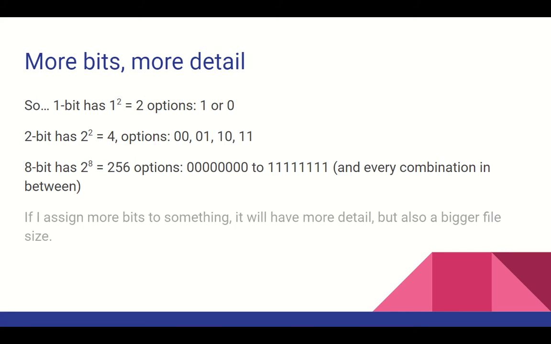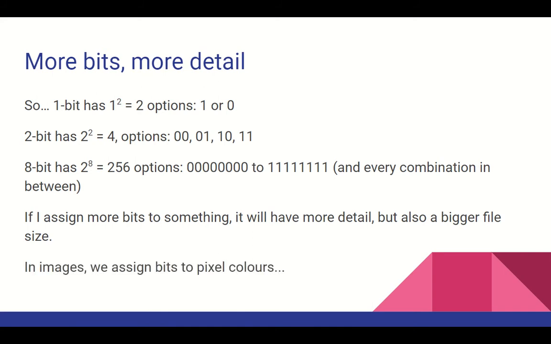Let's ramp it up. If I have more data bits, I'll have a bigger file. It will have more detail, but also a much bigger file size, and therefore be more to process. That's something important as well. And as you saw in the previous slide, we assign bits to pixel color. That's how we do it in images. I'll show you how it works in audio during this presentation.